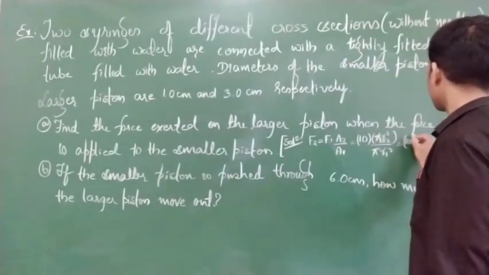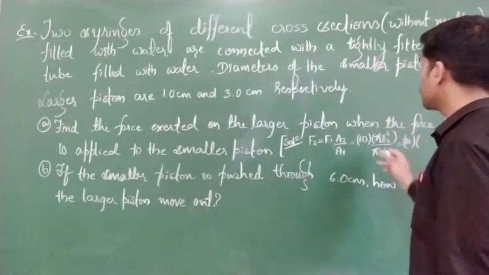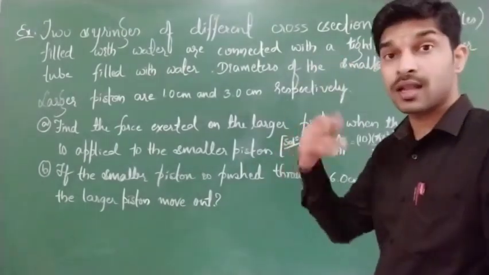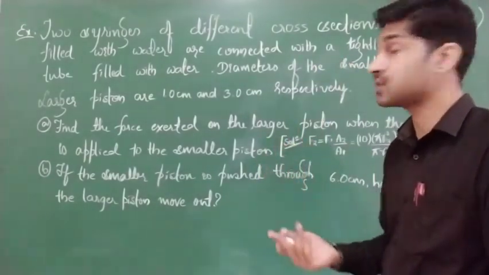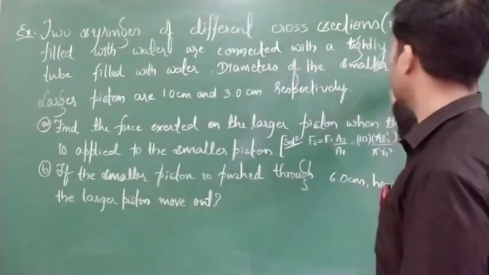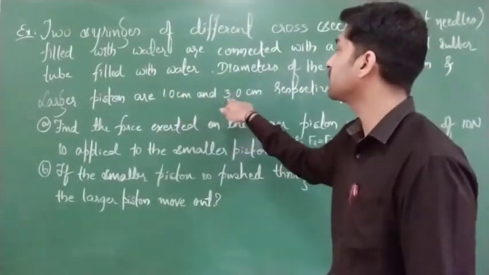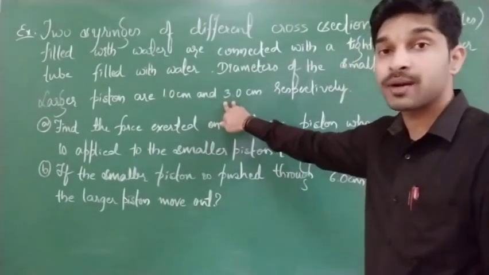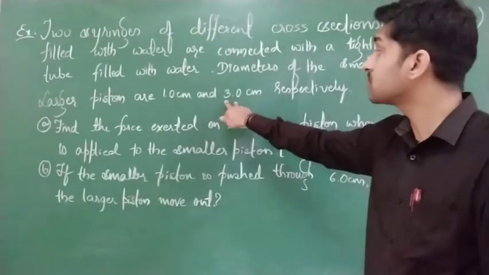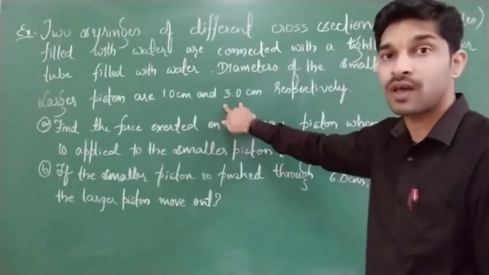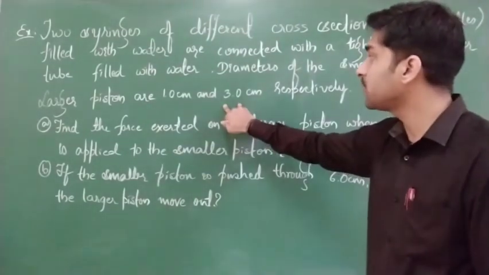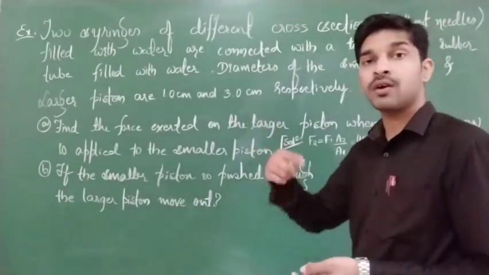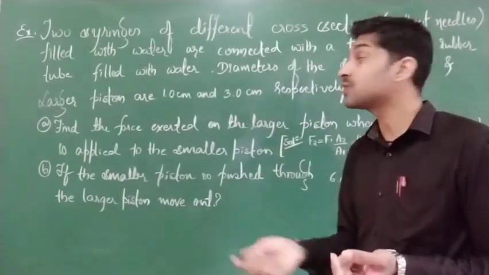So 10 into R2 square. Here R2 means the radius of the larger piston. The diameters of the smaller piston and larger piston are 1 and 3, so 3 is the diameter of the larger piston. Diameter they have given, but what we want is the radius. So 3 by 2 will be the radius. If you make 2 parts of 3, it is 1.5 and 1.5, and 1.5 plus 1.5 gives 3.